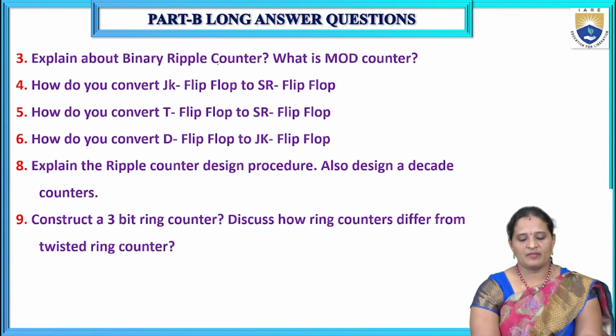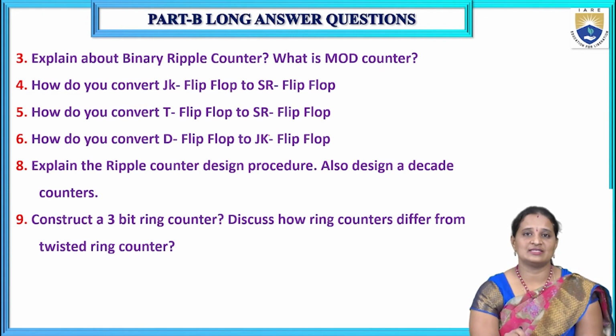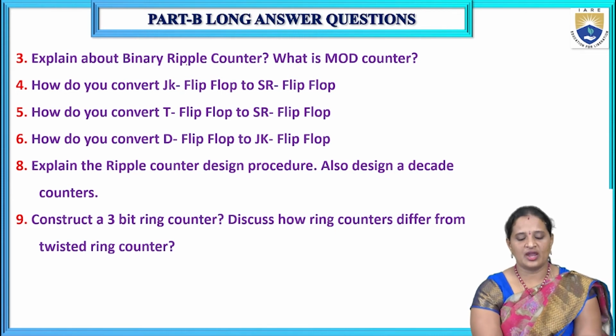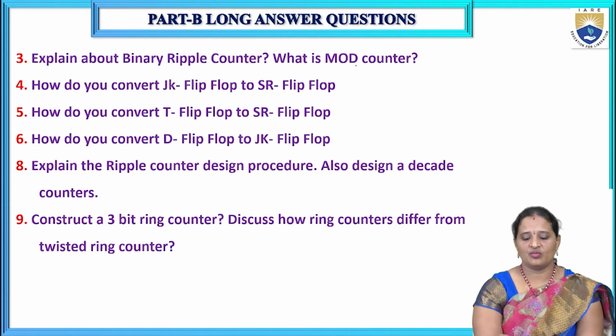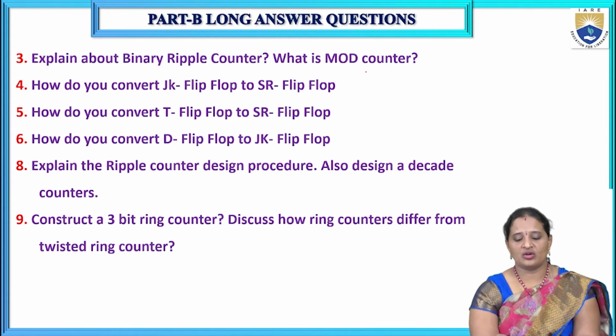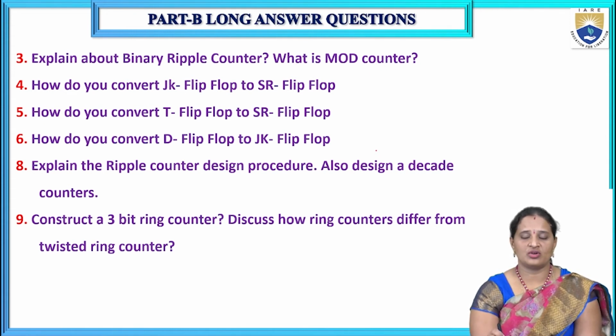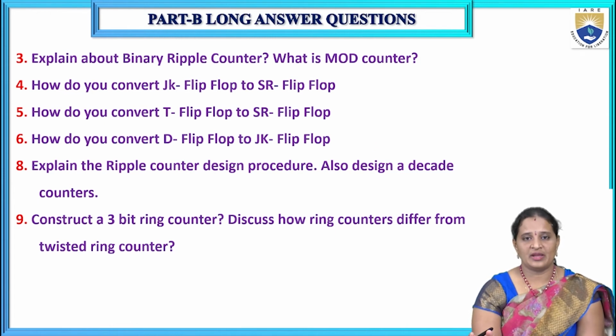And explain about binary ripple counter. What is a mod counter? So this is one question. Binary ripple counters are also known as asynchronous counters. Just write the definition of asynchronous counter, and also write what is a mod counter. A mod counter is also called a modulus counter, modulus n counter, which can count n number of pulses.